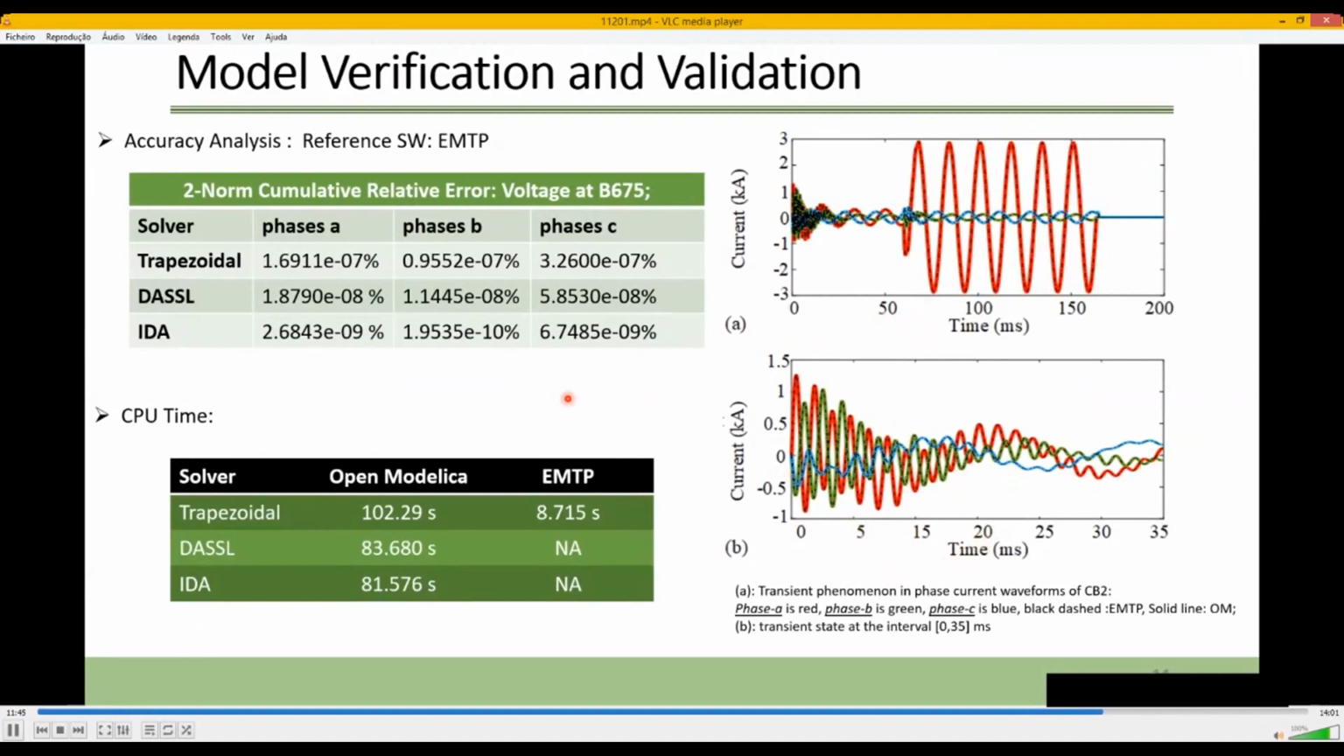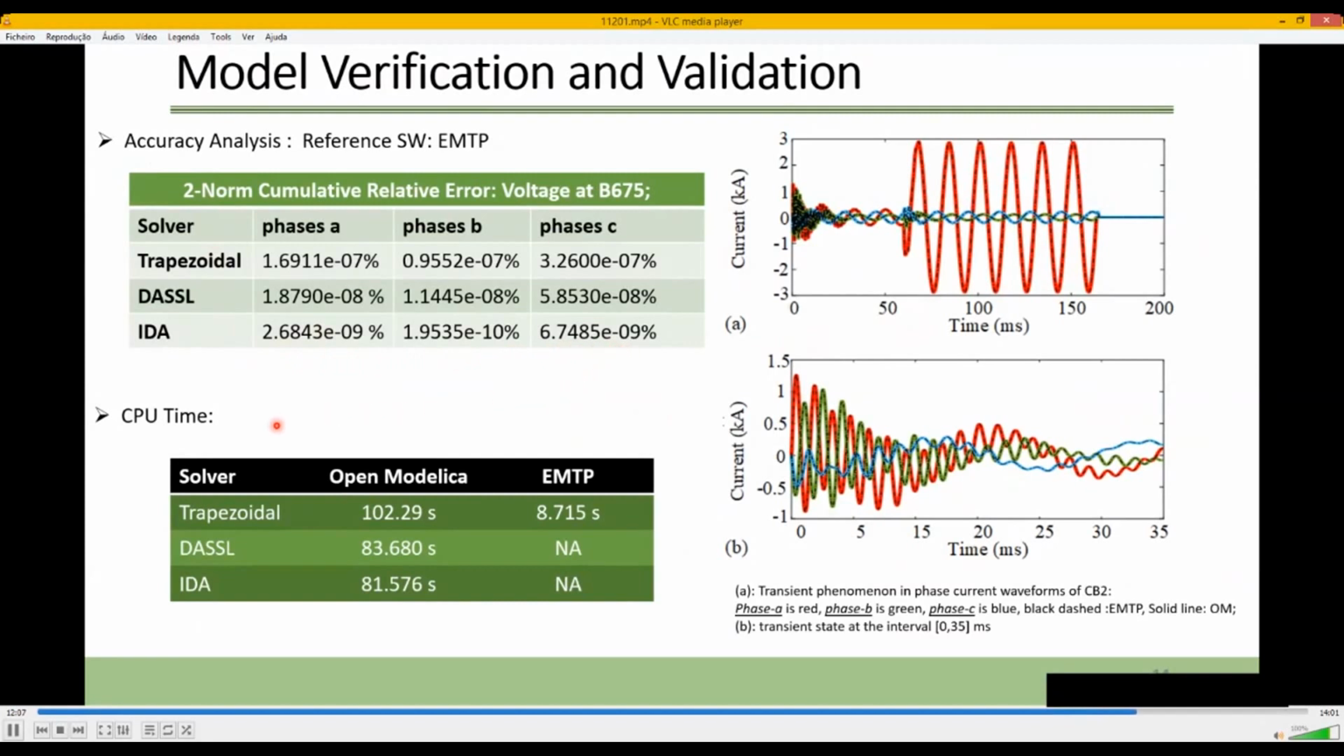On the left side, an accuracy analysis has been carried out using the results obtained by these solvers: trapezoidal, Dassl, and IDA. Numerically speaking, the table shows that the accuracy of modeling with the language is excellent. You can see the figures here.